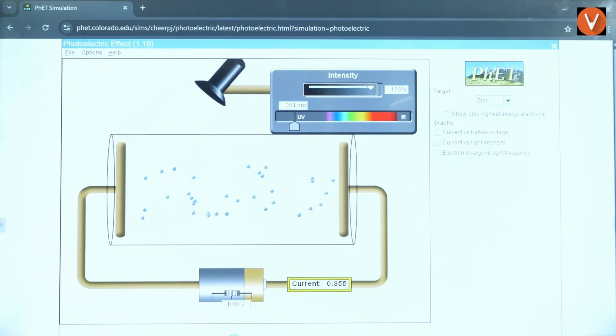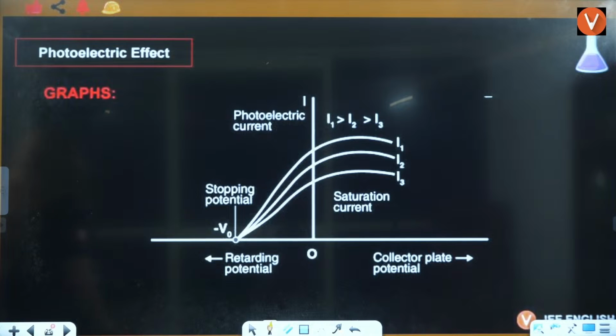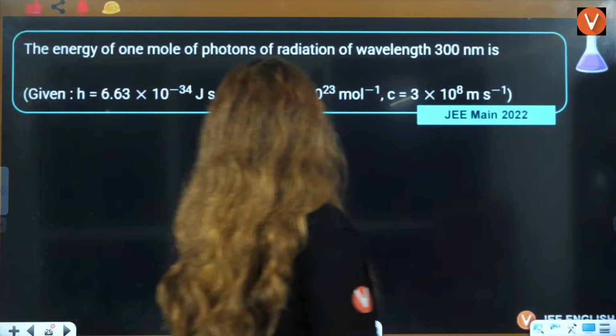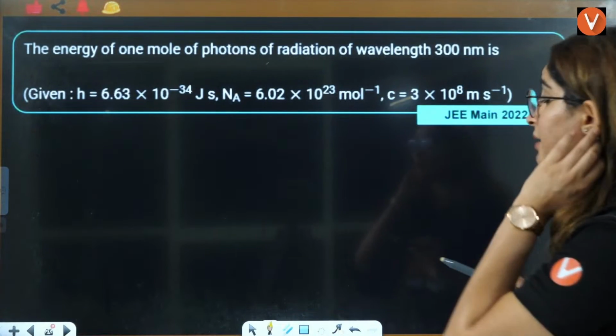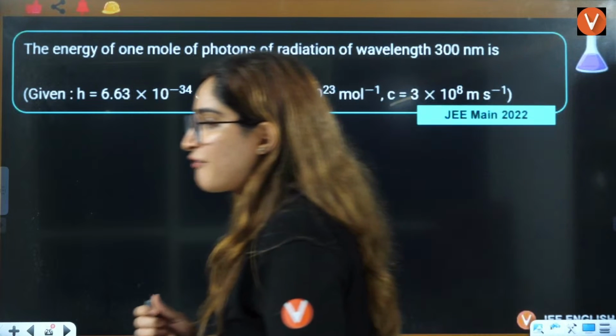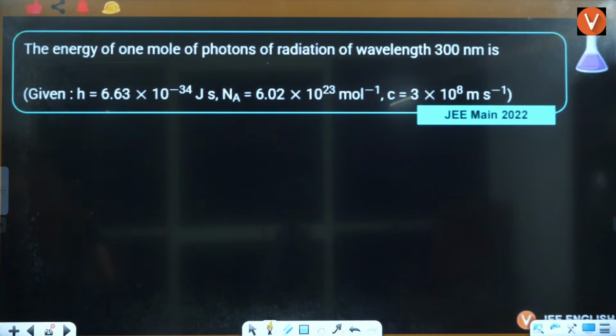Okay, everybody. So now let's discuss the questions here. The first question is a JEE Main 2022 question. Everyone focus here on the questions.